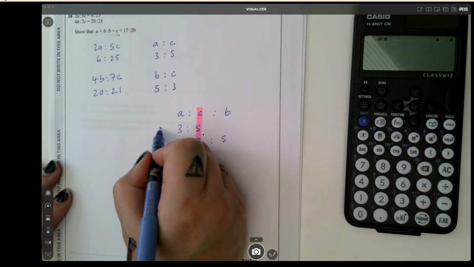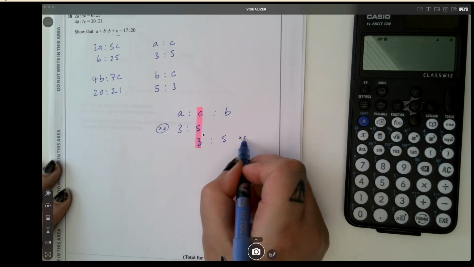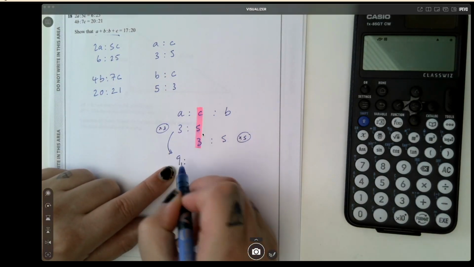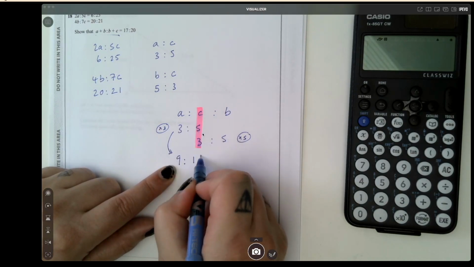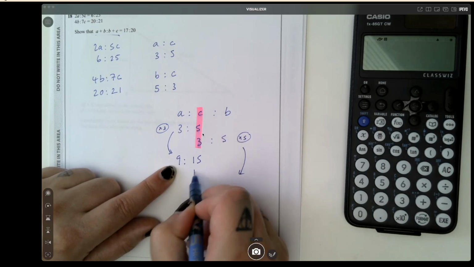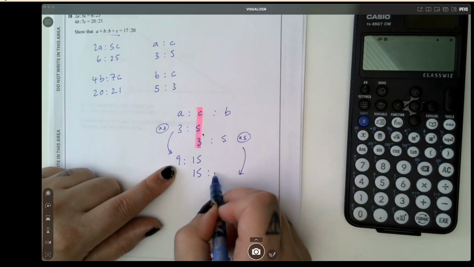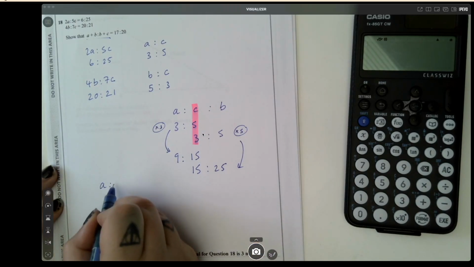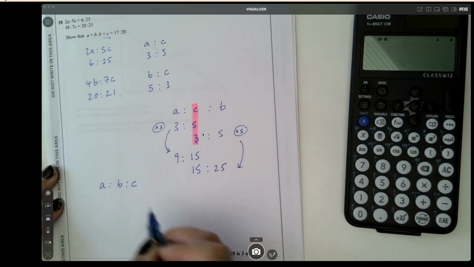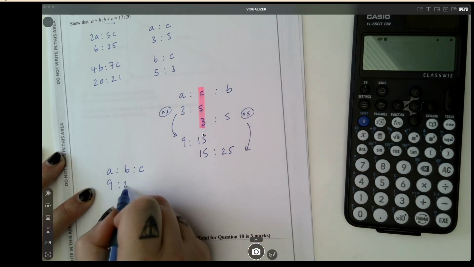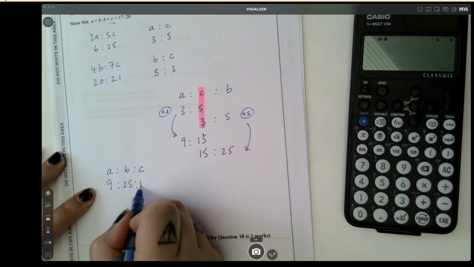So I'm going to multiply this one by 3 and this one by 5. So a multiplied by 3 is 9, 5 multiplied by 3 is 15, 3 multiplied by 5 is 15, and 5 multiplied by 5 is 25. So now I can write the ratio as a to b to c. So a is 9, b is 25, and c is 15.